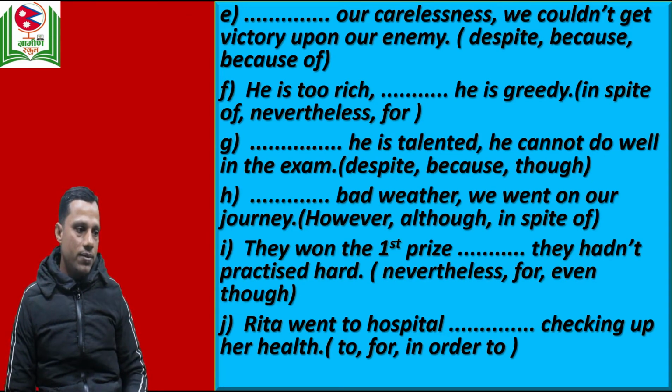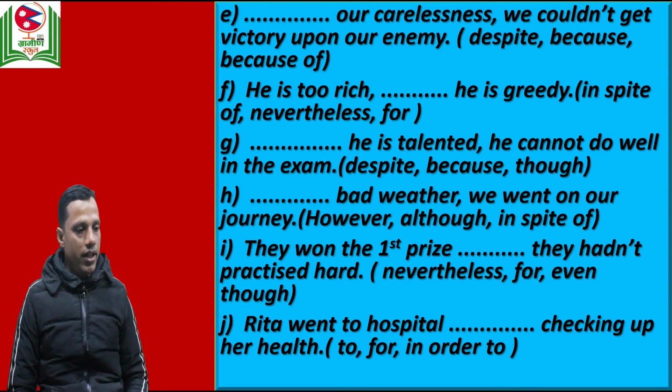Now, the next question we have. Our carelessness, we couldn't get victory upon our enemy. We have the options: despite, because of. Can you guess which option is right? Yes, sure, you're right. Because of our carelessness, we couldn't get victory upon our enemy. Let me repeat this once again. Because of our carelessness, we couldn't get victory upon our enemy.